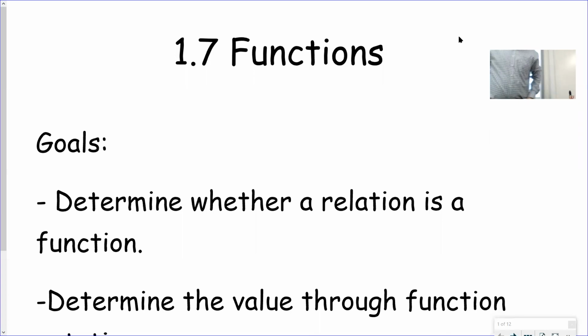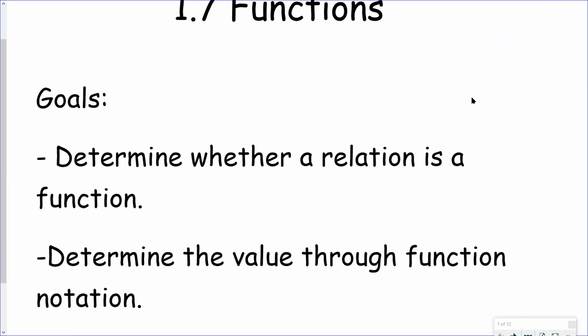All right, so we're going to look at 1.7 functions. Before, we looked at relations, and relations were a set of ordered pairs, and then we could graph them, we could make tables and all that stuff. Functions are now basically, we're analyzing the graph of the relations, and particularly looking more into the ordered pairs. So our goals are to determine whether a relation is a function, and then to determine the value through function notation. We'll talk more about that function notation. That's the one that's going to be big here.